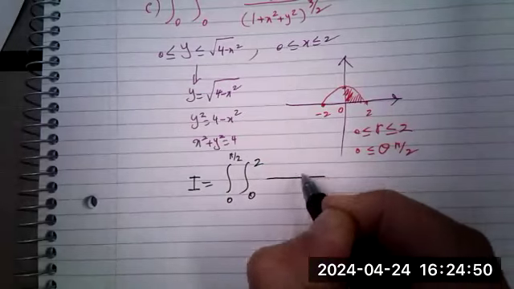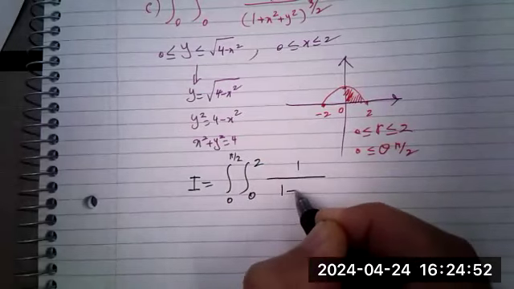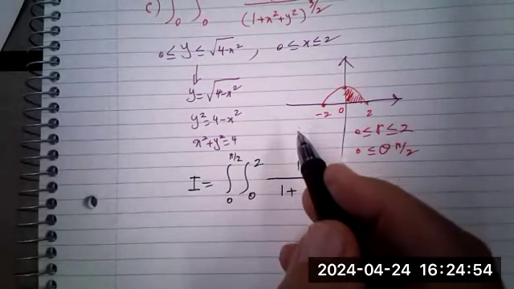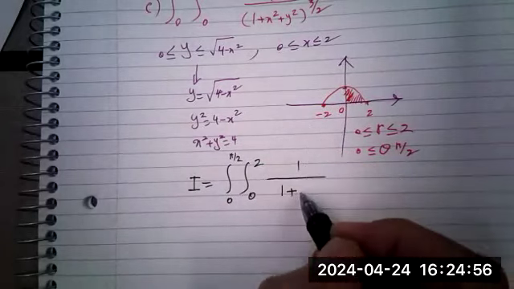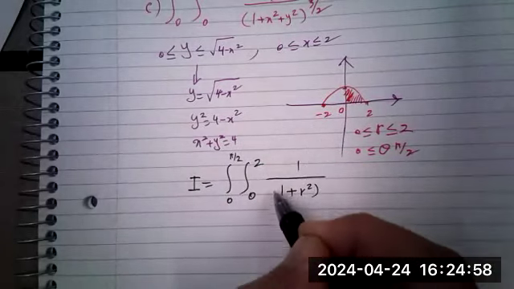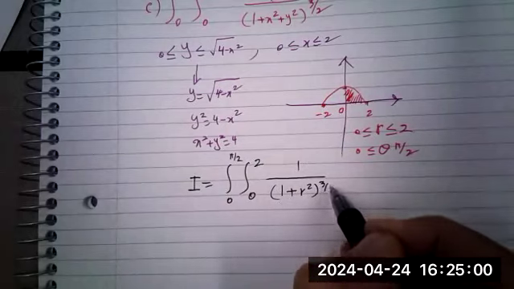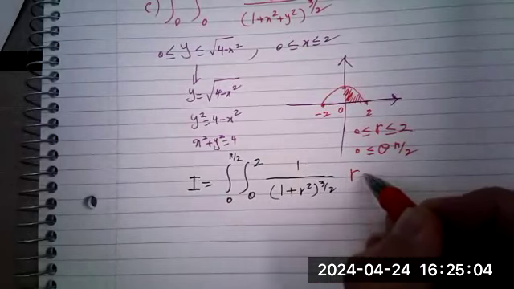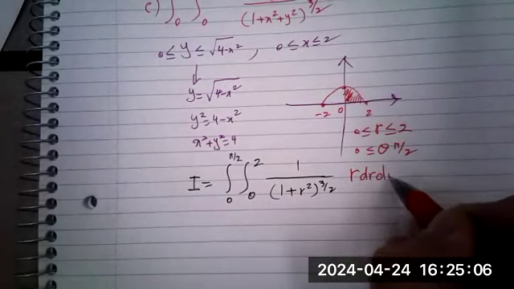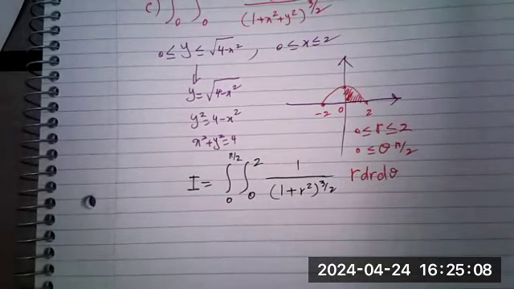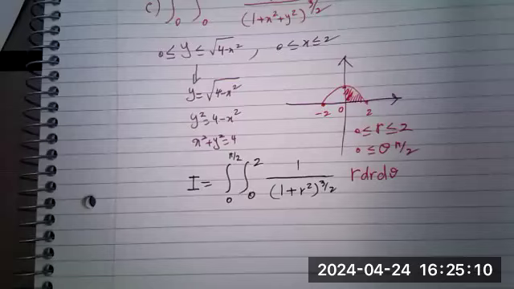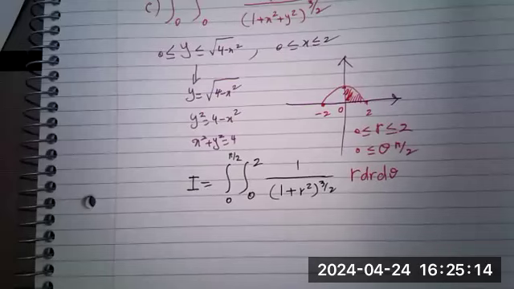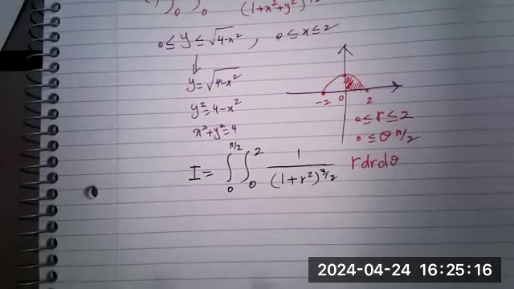The function is 1 over (1 plus x squared plus y squared), which would be just r squared, and raise it to the 3 half. And remember the extra r, that would be so helpful here, dr, d theta. That's it. To integrate it, you move this one up and use substitution, everything is provided.